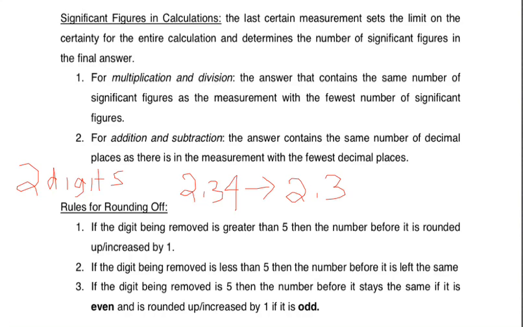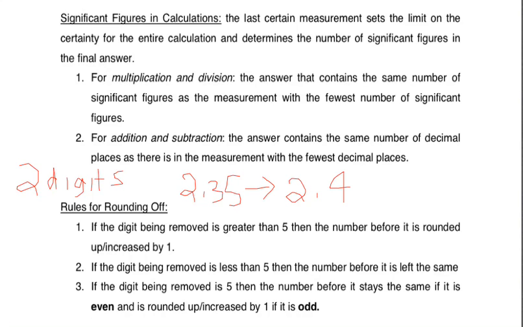The last rule is probably the trickiest out of all of the three, and this is when we're trying to remove the number 5. So there's two possible outcomes, and this depends on if the number before the 5 is even or if the number before the 5 is odd. So we'll address the example where the number before the 5 is odd, which is in 2.35. In this case, when we're trying to remove the number 5, we actually round up because the number before the 5 is odd. So 2.35 will be rounded up to 2.4.